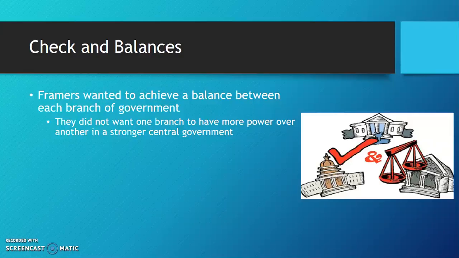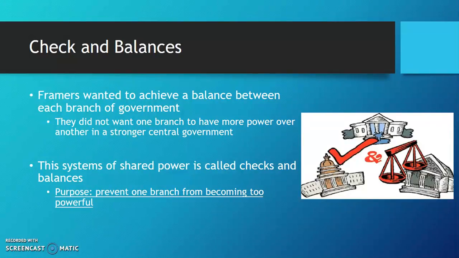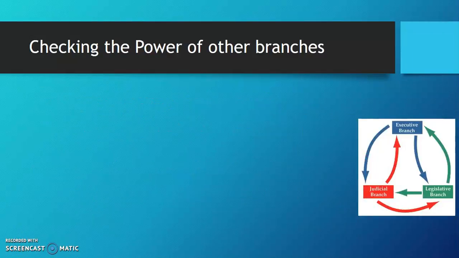They didn't want to create something that was going to abuse the citizens. They didn't want to create something that they felt Great Britain did to them. Therefore, they're going to create this system, and this system is called checks and balances. The purpose of this system of checks and balances is to prevent one branch from becoming too powerful. And we're going to go over some examples and some ways that the different branches check and balance each other out.